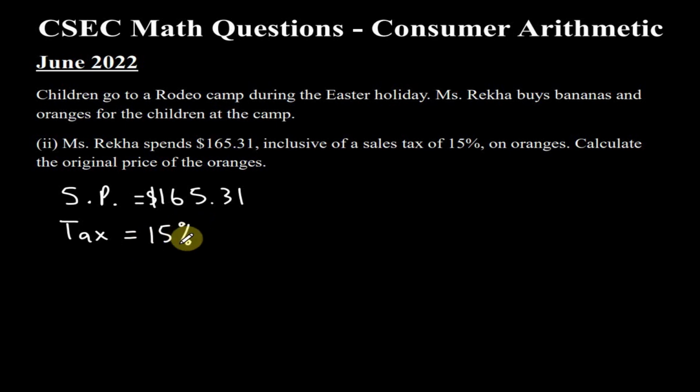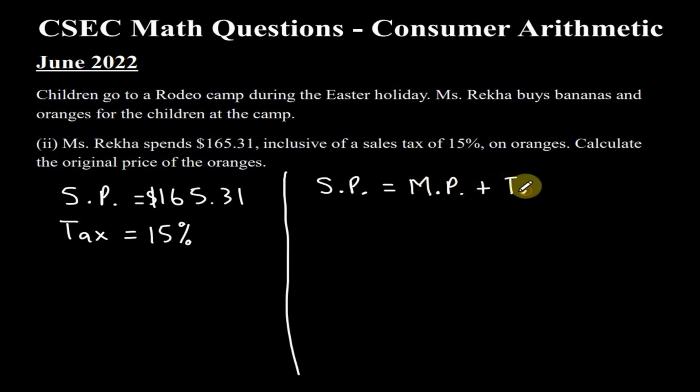Now, after 15% tax was added to the original price, then this was the cost. Now, let's see if we can develop a formula here to help us out. I'm going to call the original price the mark price, so I'm going to use the mark price to represent the original price. So the selling price here would be equal to the marked price, which is the original price, plus the tax, which is pretty easy to comprehend because that's what they would have told us.